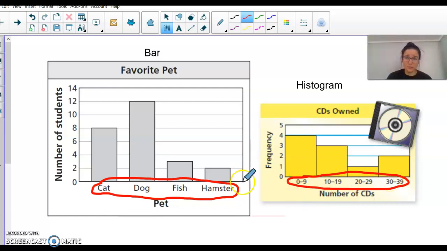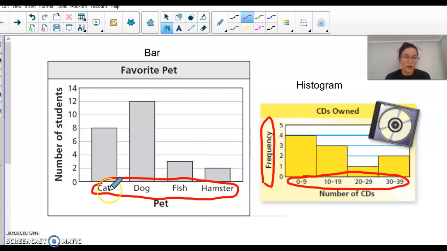And then another difference is that a histogram has frequency. So how much does something occur in that interval? From 0 to 9, 4 people own 0 to 9 numbers of CDs. 3 people own 10 through 19 number of CDs.